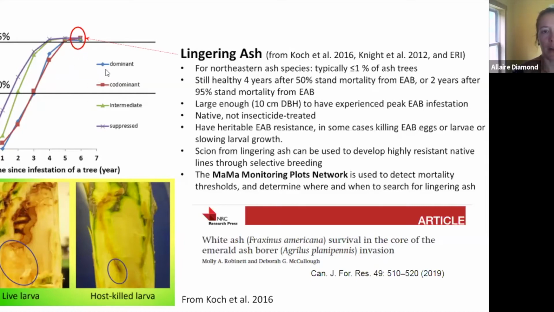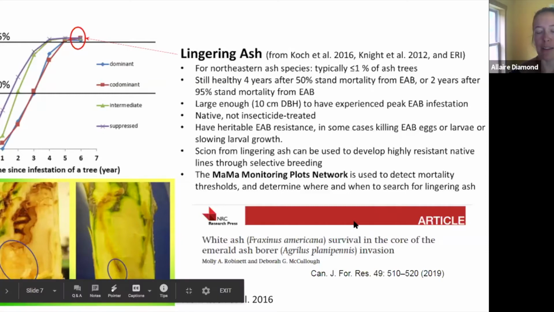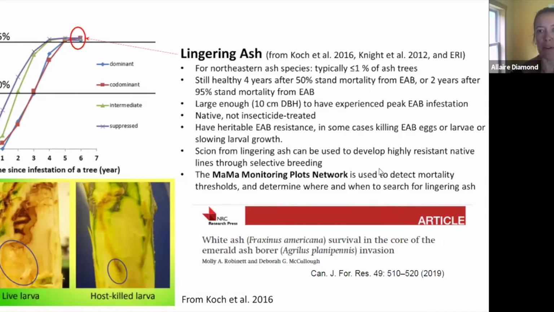And this is true across all types of trees in the forest: dominant trees, codominant, intermediate, and suppressed. There is some new research from 2019 from Robinette and McCullough suggesting that there may be higher levels of survival in white ash, based on some research in the Midwest. So this is a continual topic of research. But in general, we know that survival from emerald ash borer is really, really low, but it is there. Typically, less than 1% of trees, some of them can still be healthy.